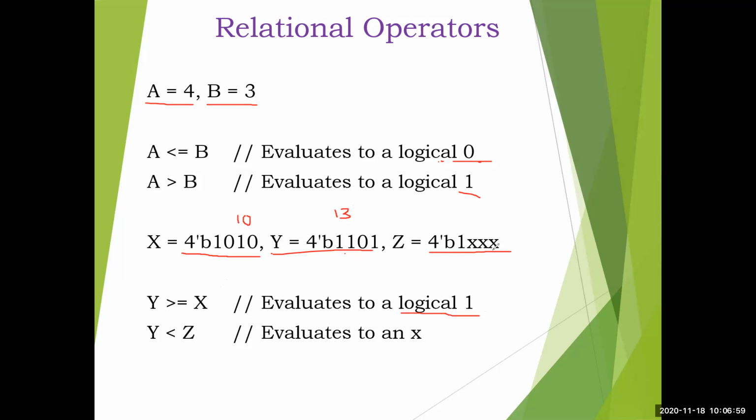Now y less than z. Okay, so y is 13, z is unknown, right? If any of the operands contains x, then the result will evaluate to an x. That is the condition. This is the example of relational operators. Hope it is clear.